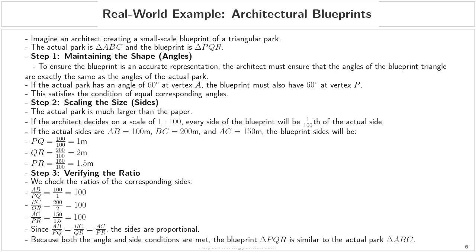Let's check the ratios of the corresponding sides. AB divided by PQ equals 100 divided by 1, which is 100. BC divided by QR equals 200 divided by 2, which is 100. And AC divided by PR equals 150 divided by 1.5, which is also 100. Since the ratio is a constant 100 for all three pairs of sides, we can confirm that the sides are proportional. Because we have met both the angle condition and the side condition, we can mathematically conclude that the blueprint, triangle PQR, is similar to the actual park, triangle ABC.